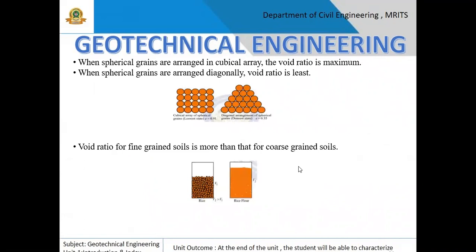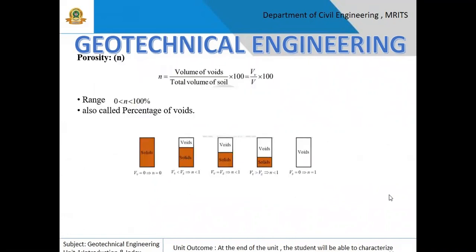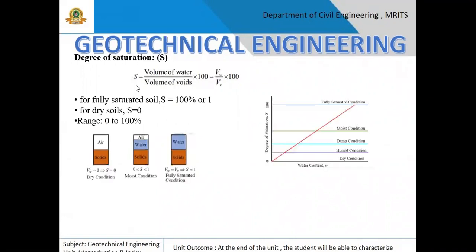So these depend upon the grain structures and grain arrangements also. We'll have void ratio involved. The next important definition is porosity. It is the ratio of volume of voids to total volume of soil. Previously, void ratio was volume of voids to volume of solids, but here it is volume of voids to total volume, capital V. It is equal to Vv by V into 100. It will always be in the range of 0 to 100%, and it is always expressed in percentages. It is also called percentage of voids, and it is denoted by n or eta. We have a relation between it and void ratio. I'll tell you the relations later.